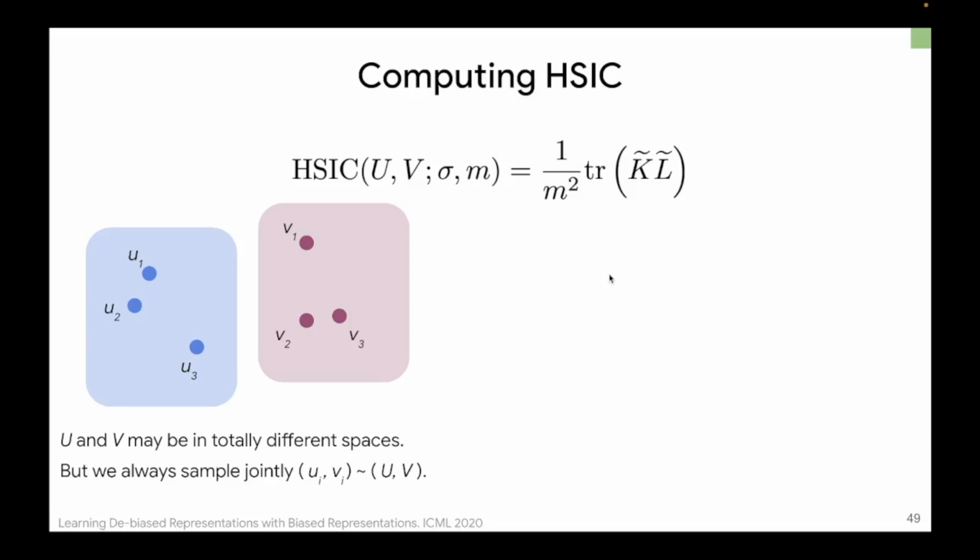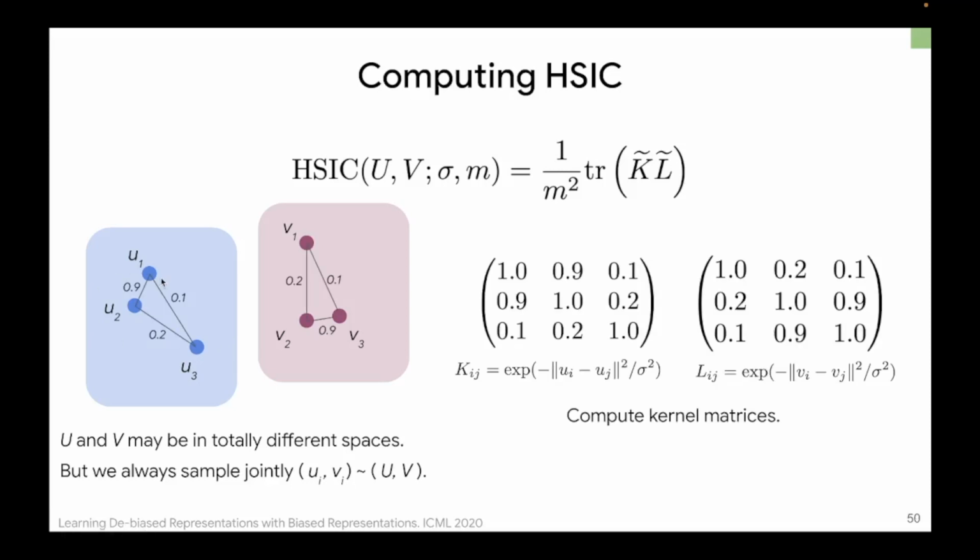What does that actually mean? Let's take a look at an example. Let's say the samples from U look like this and from V like this. One note here is that U and V may actually be in totally different spaces. There's no requirement for them to be in the same space. But we always have to sample these jointly, otherwise we do not see their independence or dependence. So we sample jointly and measure the pairwise similarities using kernels. On the diagonals, we see ones throughout because the distance is 0 for the same vectors. Off the diagonal, you see different patterns between the blue part and the red part.